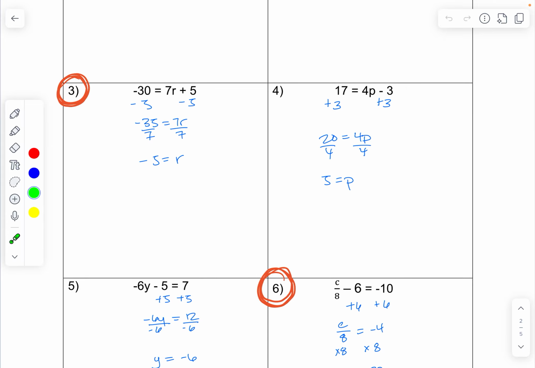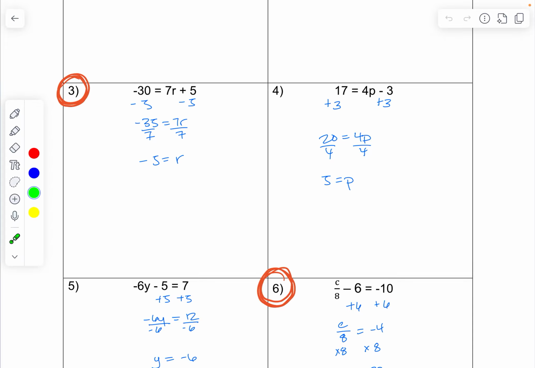Question 3, you are also going to model for students. So this question is a little bit challenging. Still starting with our first set of questions. What operations do we see? We see multiplication. We also see addition. So we are going to divide and subtract. Subtraction first on both sides. We are subtracting 5 on both sides. Here is where it's going to be a little bit challenging. Negative 30 take away 5.